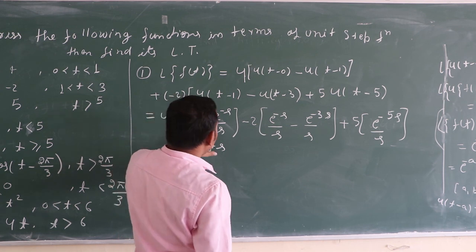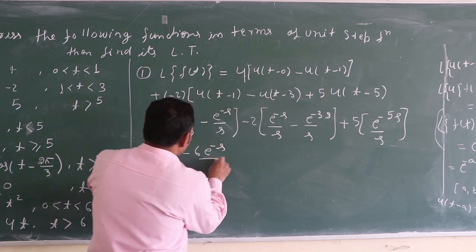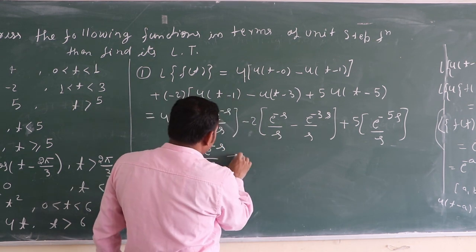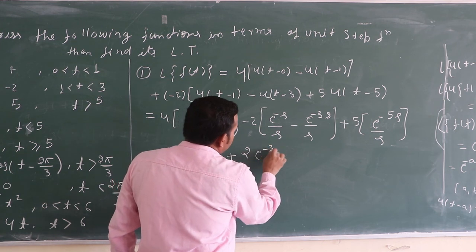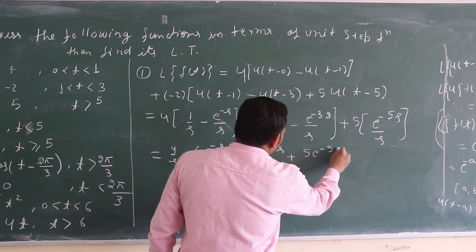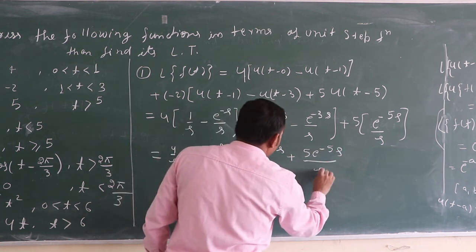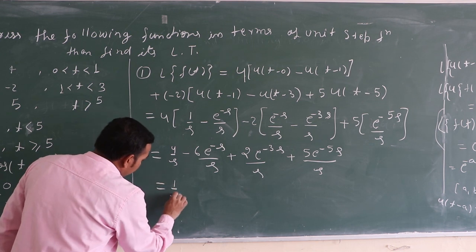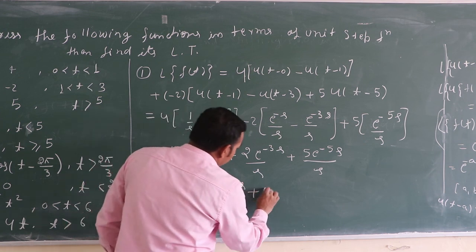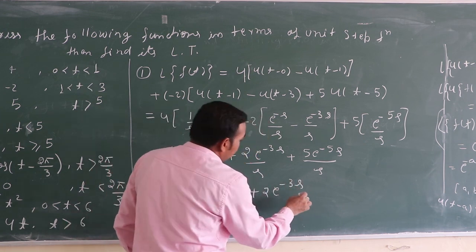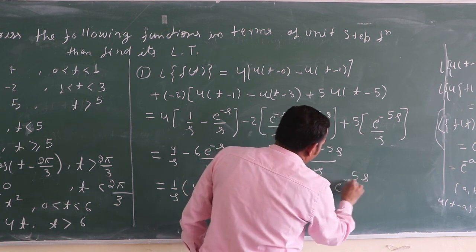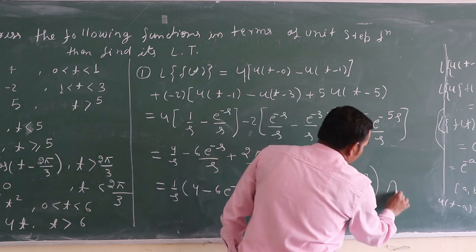4 e to the power minus s minus 2 e to the power minus s upon s, and plus 2 e to the power minus 3s plus 5 e to the power minus 5s, upon s. So simply write it as 1 upon s times (4 minus 6 e to the power minus s plus 2 e to the power minus 3s plus 5 e to the power minus 5s). This is the answer of the first one.